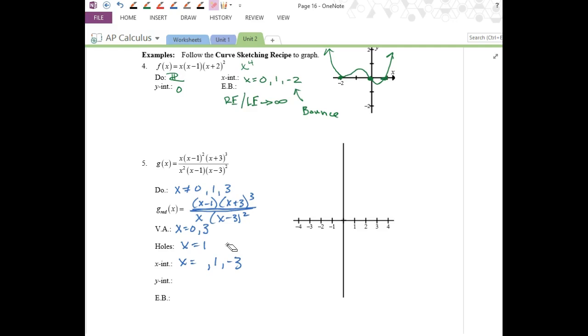Okay, so for bounces, we want to look at the reduced one. X minus 1 is odd and x plus 3 is odd. So it's going to cross through on both of those. So there's no bouncing on this one. Okay, what's my y-intercept?